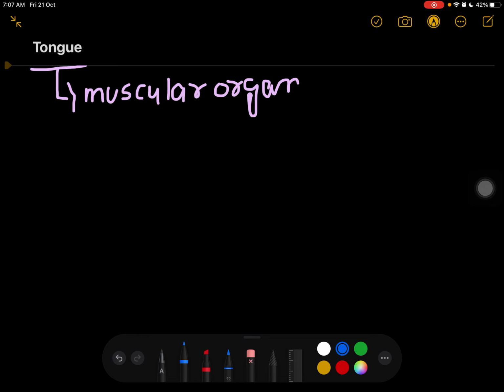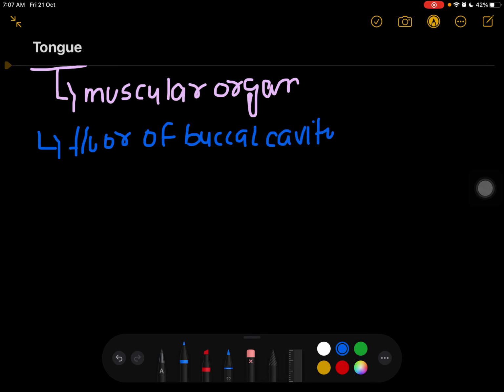So basically the tongue is a muscular organ which makes the floor of the buccal cavity. It makes the floor of the buccal cavity. So it is a muscular organ.